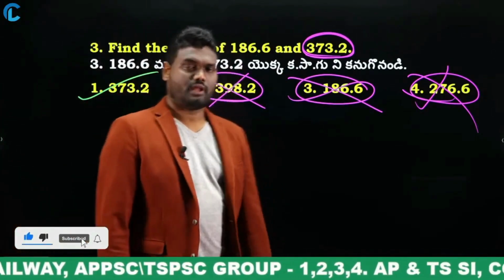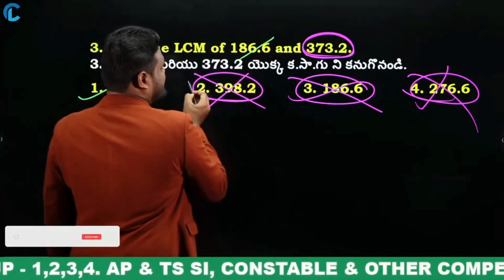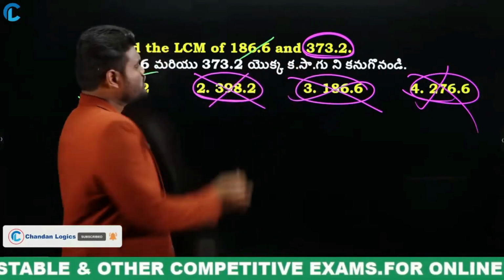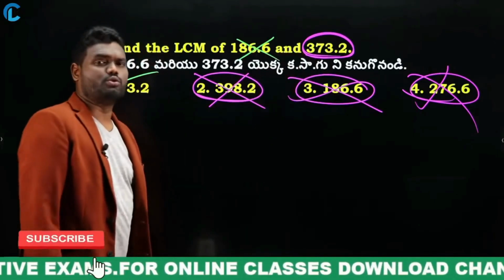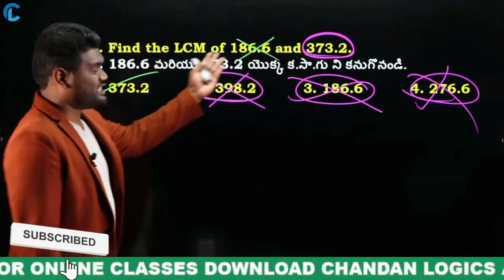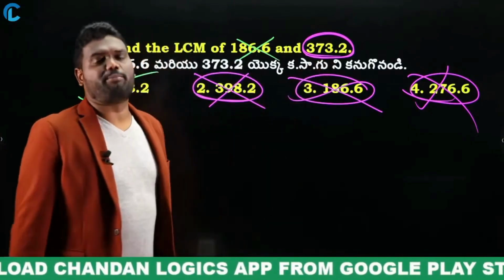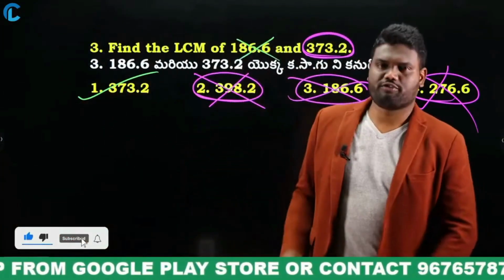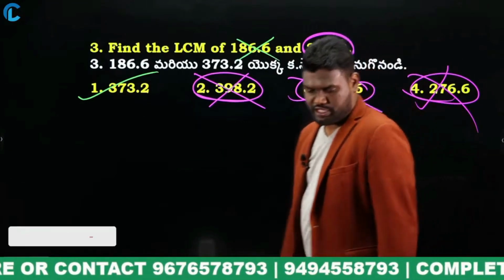373.2. And one more thing I can say here: 186.6 is a factor of 373.2. So simply neglect this. If you neglect this, finally you are left with only 373.2. Directly you can say 186.6 times 2 is 373.2, which means 186.6 is a factor of 373.2. Is that clear? So the answer for this question is option 1.